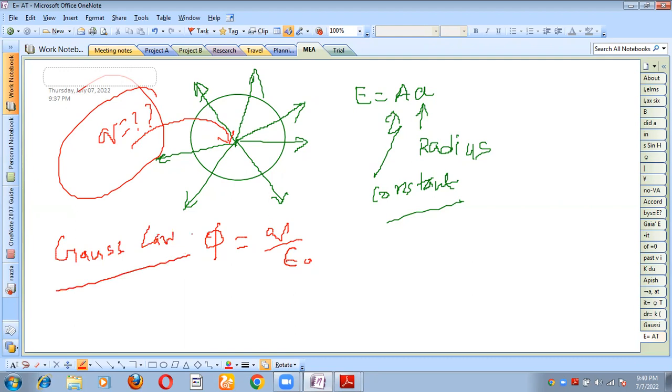Anyone having doubt in this? Why do we have to apply Gauss law? Here the electric field is given. It means we have to find the flux of the electric field, and the charge we have to find. So one thing is clear, we have to apply Gauss law.